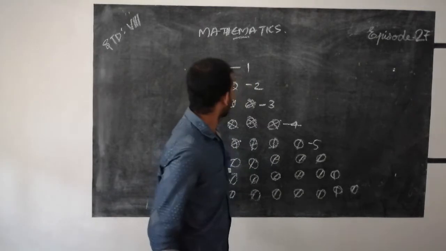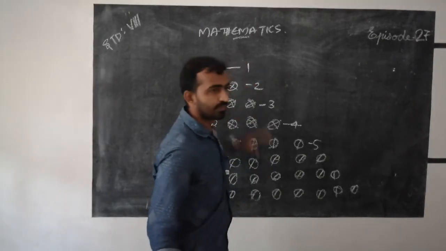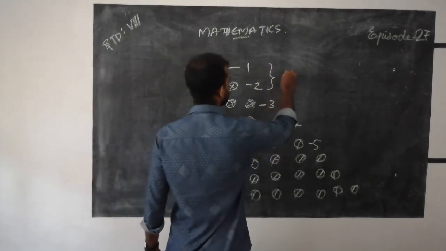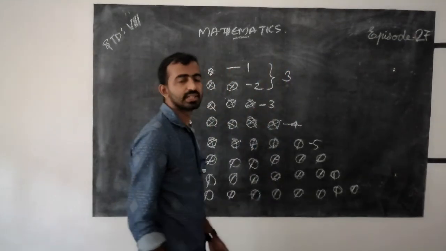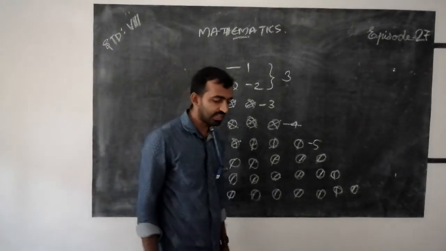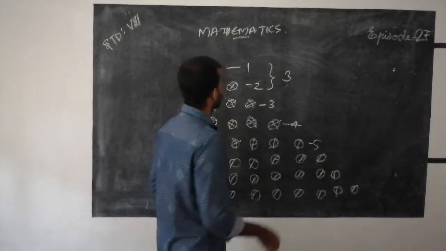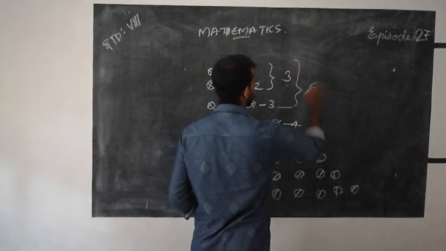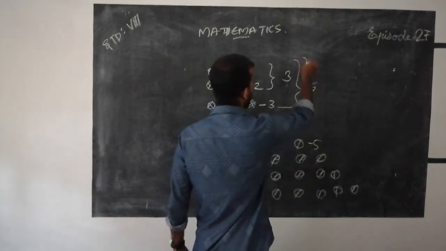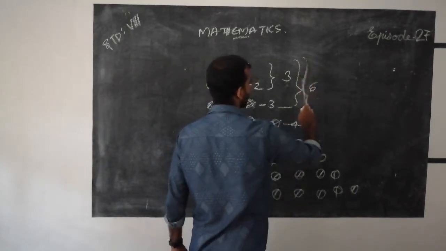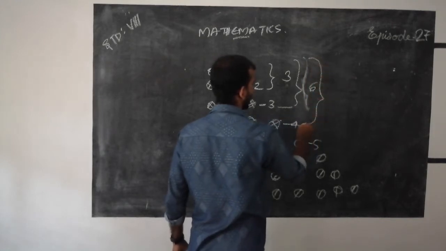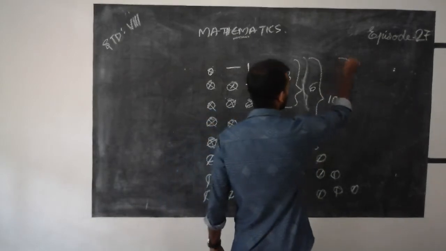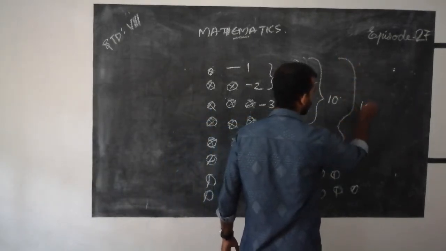That is, first here is 1, and when we add these two, we get 3. And when we add these, we get 6. And when we add here, we get 10. And when we add here, we get 15.